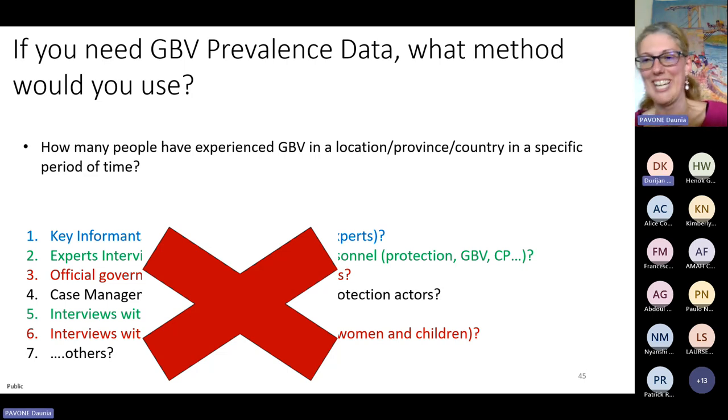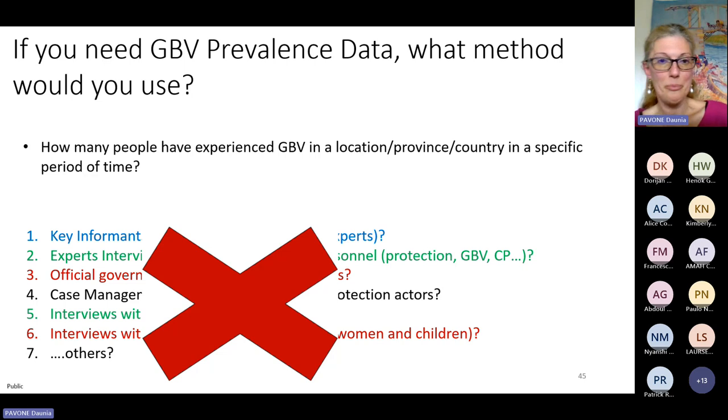All of them. I said all of them. Sorry. But with a different weight associated to the source. Yeah. Expert interviews and service providers, says Kim. Secondary data, says Cassandra. Okay.